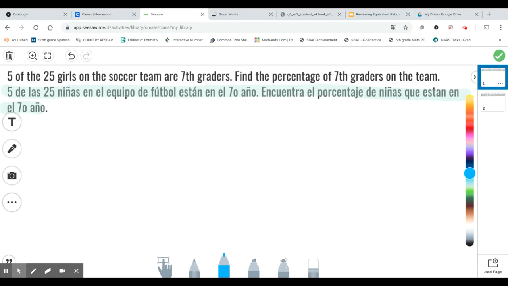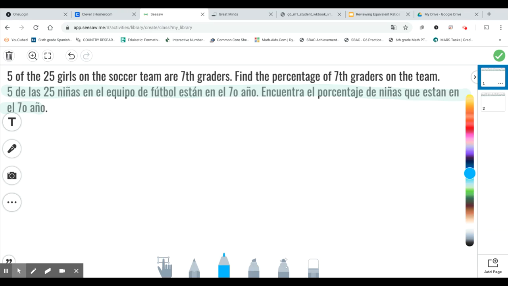So the first problem I want us to take a look at is: 5 of the 25 girls on the soccer team are 7th graders. Find the percentage of 7th graders on the team. 5 de las 25 niñas en el equipo de fútbol están en el 7º año. Encuentra el porcentaje de niñas que están en el 7º año.